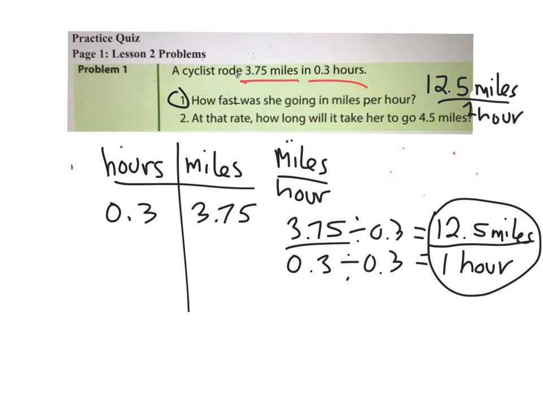so 12.5 miles for 1 hour. Okay, question 2, at that rate, how long will it take her to go 4.5 miles? Well, if you put 4.5 on the miles side, we want to figure out what's going on the left side. So we're going backwards in the table, which means we're going to divide 4.5 by 12.5 to get our final answer. If you do that, 4.5 divided by 12.5, you will get 0.36 hours.